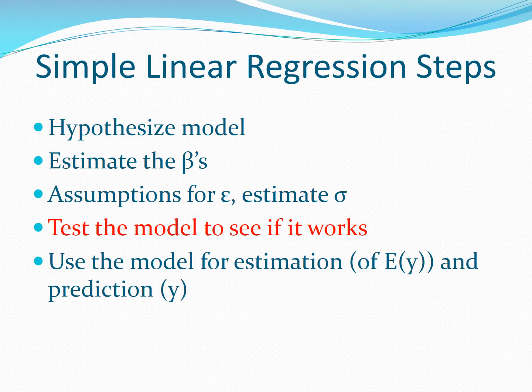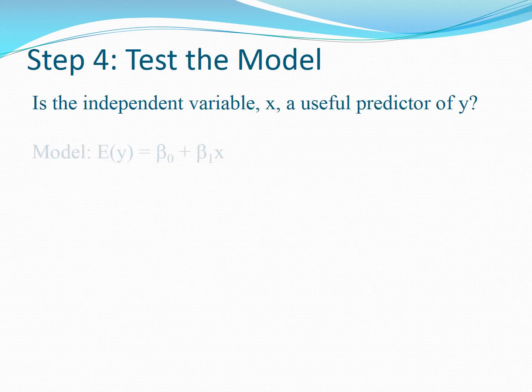In this video, we want to take a look at how we test to see if the model works. We have already hypothesized a straight line relationship between x and y, and now we want to see if x is a statistically useful predictor of y. That's the question we want to ask. But before we can answer that question, we've got to figure out what that even means. So let's take a look.